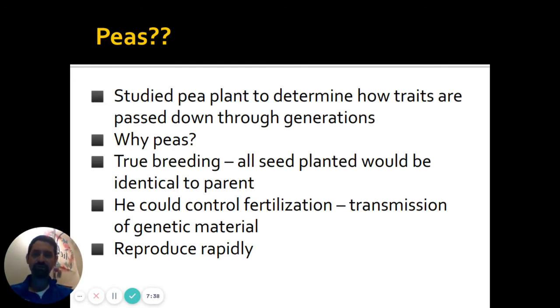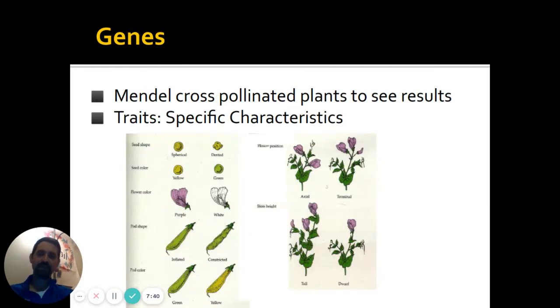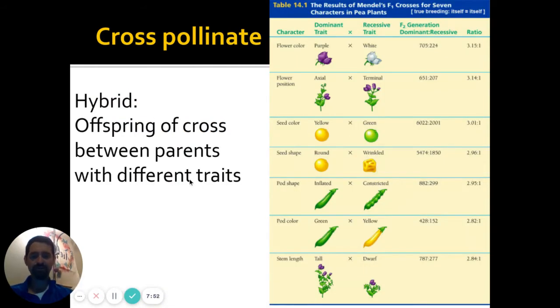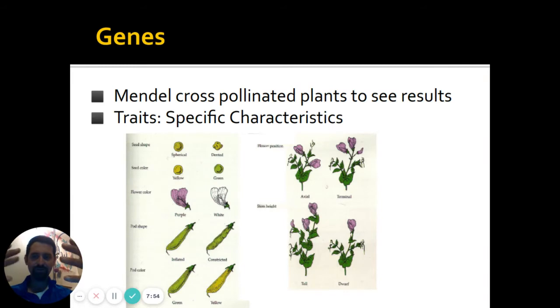So he took all these different traits of these pea plants, as you can see on this slide, whether what shape the seed was, what color the seed was, what color the flower was, what color the pea pods were, what the shape of them were, where they had their flowers, were they tall, were they short, and he took those and he started crossing them.